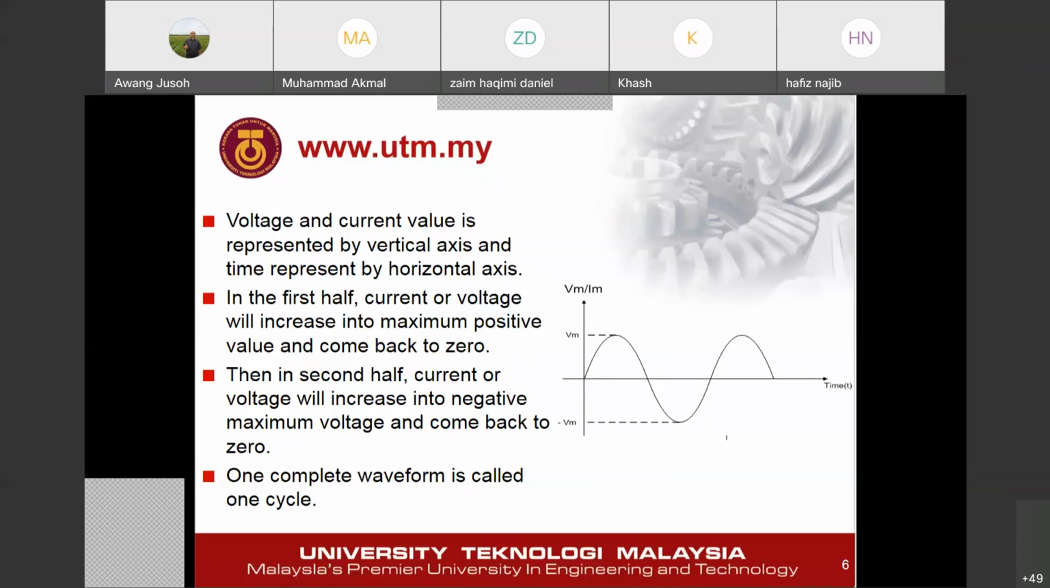That is what an AC signal looks like. It is different from DC, right? DC is just a straight line. You have a fixed value for the voltage, whether positive or negative, but it is a fixed voltage. Hopefully you can differentiate between an AC signal and a DC signal.